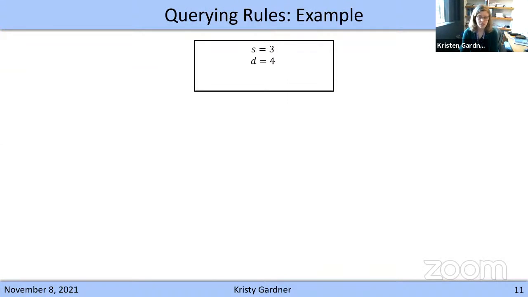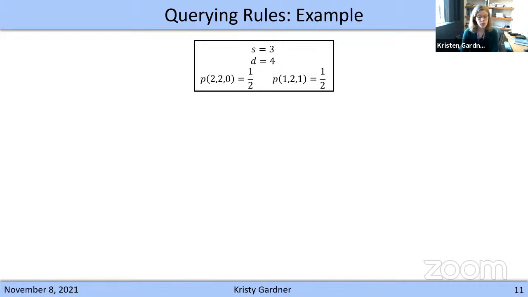We're going to think about a system where we have S equals 3 classes of servers, and we're going to query D equals 4 servers. And our querying rule says the probability of querying query mix 2-2-0 is a half, and the probability of query mix 1-2-1 is a half.